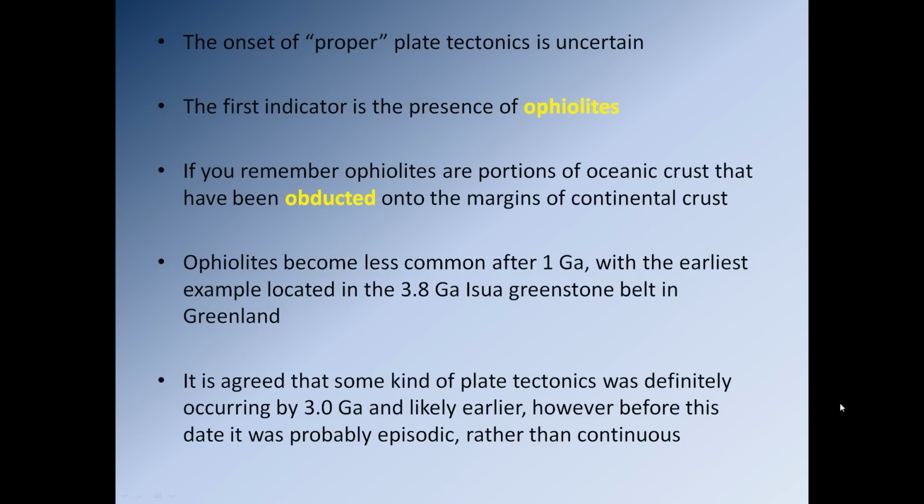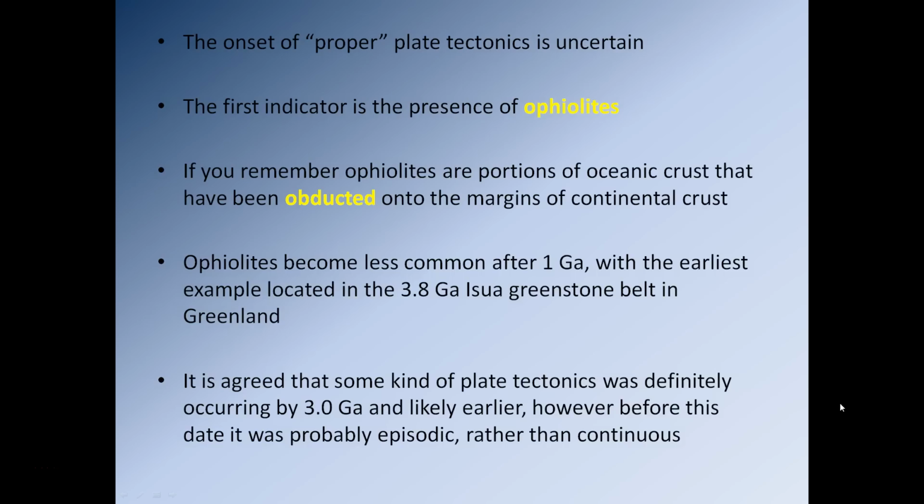So when did proper stable plate tectonics begin to occur? Well, that's a tricky one to answer. So the first indicator of plate tectonics is the presence of ophiolites. So if you remember, an ophiolite is when oceanic crust is not subducted, it is abducted, so it's pushed onto the continental crust. Now, when you think about it, that kind of makes sense, because as I was saying, it would have been quite difficult to subduct rock into the mantle during this time period.